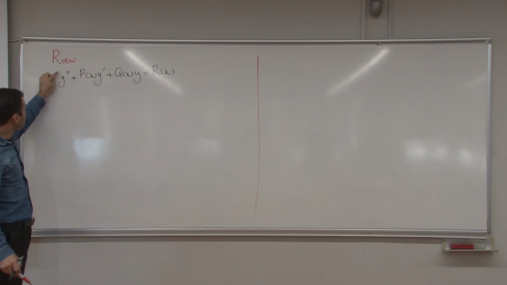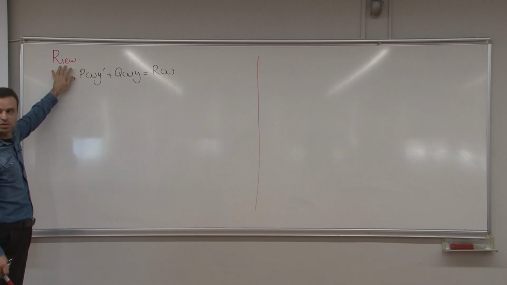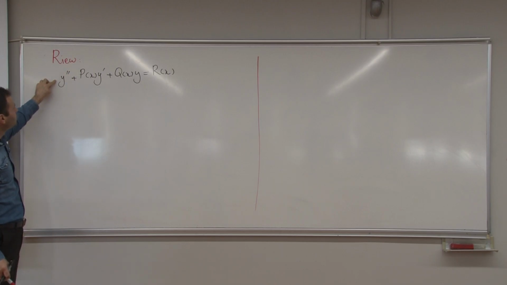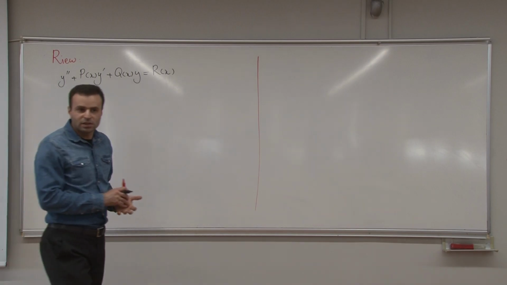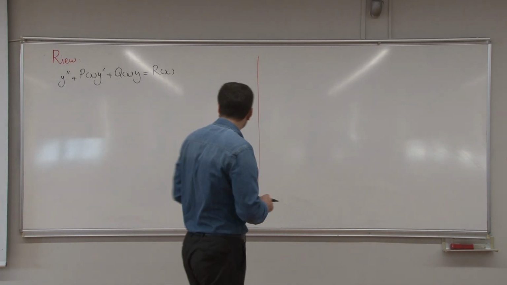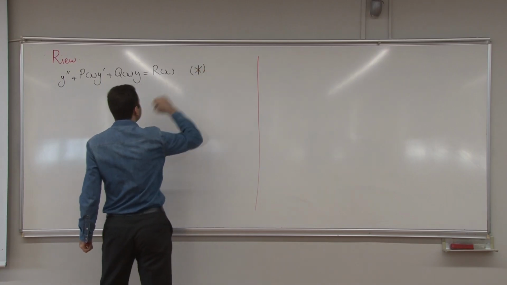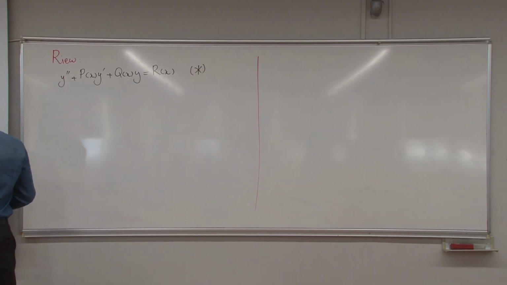Because if the coefficient of y double prime is 0, then this is a first order linear non-homogeneous equation, and we have talked about them. So we are keeping this one, so we are sure that we are dealing with a second order differential equation. Let me call this a star, and I will come back to this again and again.